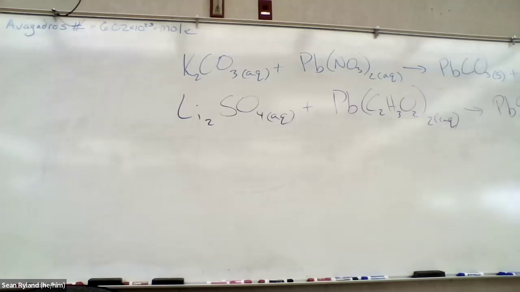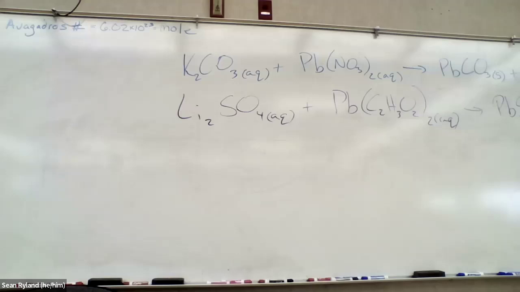What about D? Strontium nitrate and potassium iodide. Nitrates are soluble, no exceptions, right? So we know that potassium nitrate is not going to be a solid. What about strontium iodide? Iodides are listed as soluble with some exceptions. Strontium is not one of those exceptions.